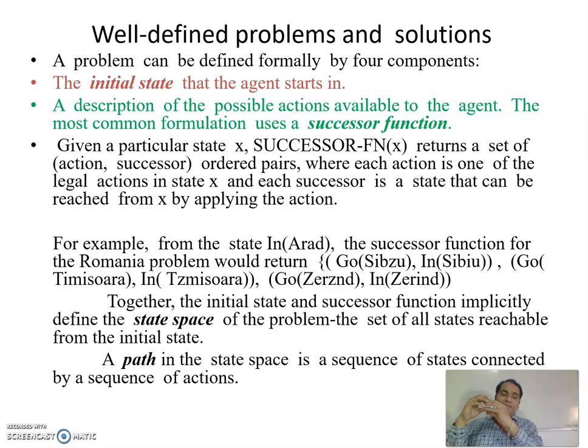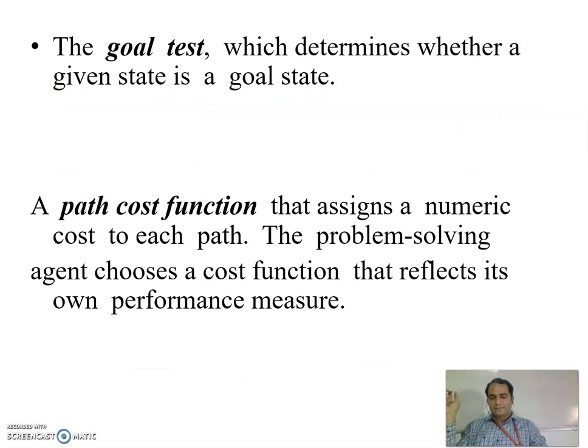And then I have a path to travel from S1 to S2 and then successor S3 for example, then successor S4, then goal state G. So S1 to S2 to S3 to S4 to G. This becomes my complete path. A path in the state space is a sequence of states connected by a sequence of actions.